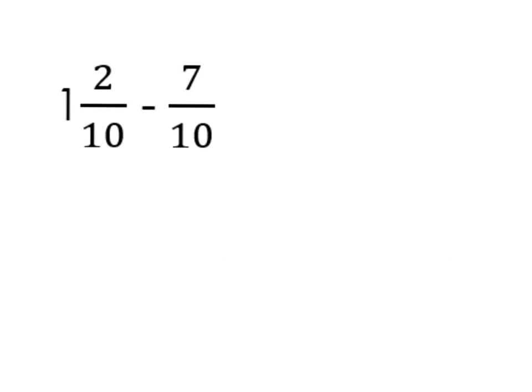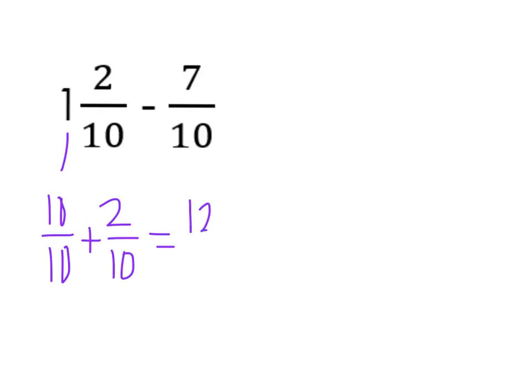Let's try another one. 1 and 2/10 minus 7/10. The first thing we need to do is change the mixed number into an improper fraction. Work with your partner. Pause the video and replay when you are ready. We know that one whole is equal to 10/10. Since 2/10 is part of the mixed number, we need to add it to the 10/10. So now we have 10/10 plus 2/10 equals 12/10.